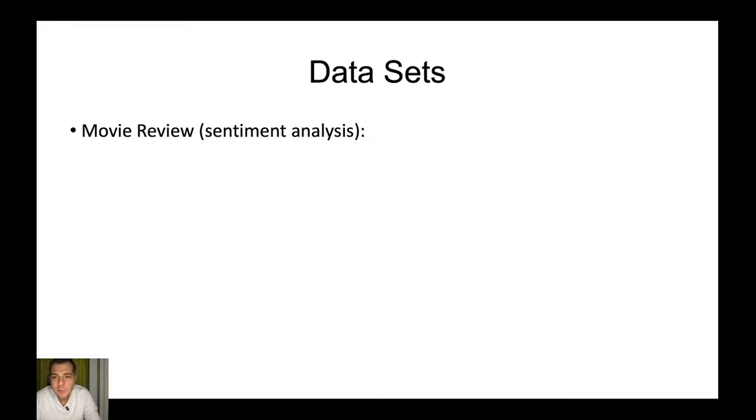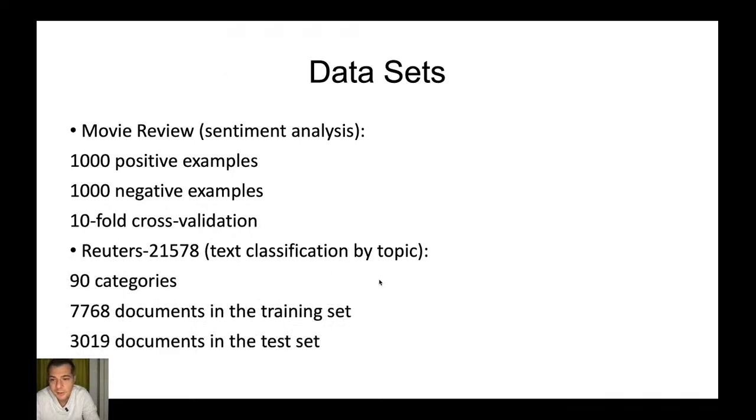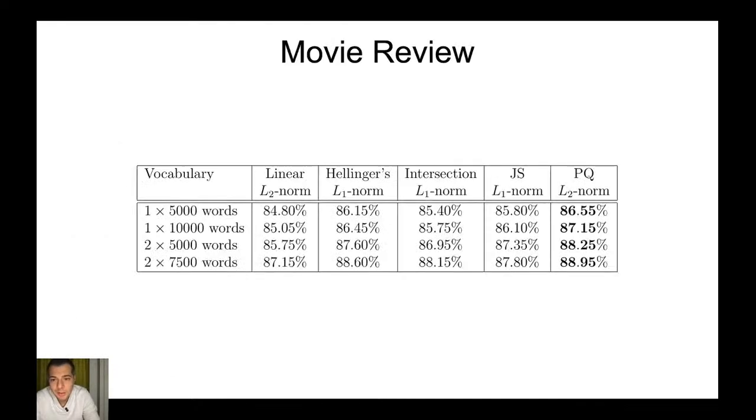Experiments were performed on two data sets, the movie review and Reuters. Here we have sentiment analysis and text classification by topic. We first look at results with various kernel functions that are applied on top of the bag of super word embeddings, and also results with various vocabulary sizes. On movie review, you have two classes. Here we considered vocabularies for one class with 5,000 words and 10,000 words, and then for two classes using 5,000 words. So these two should be equivalent in size.